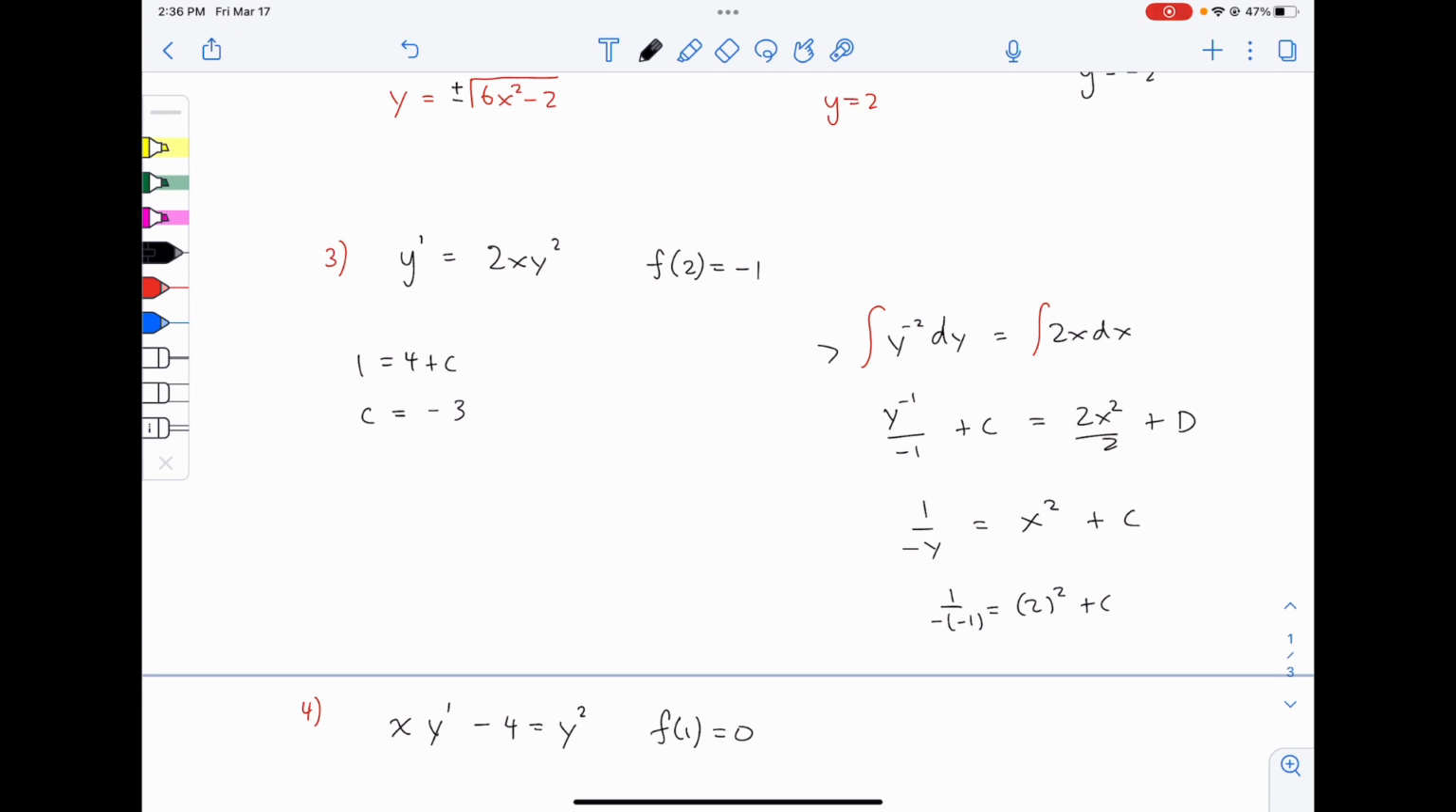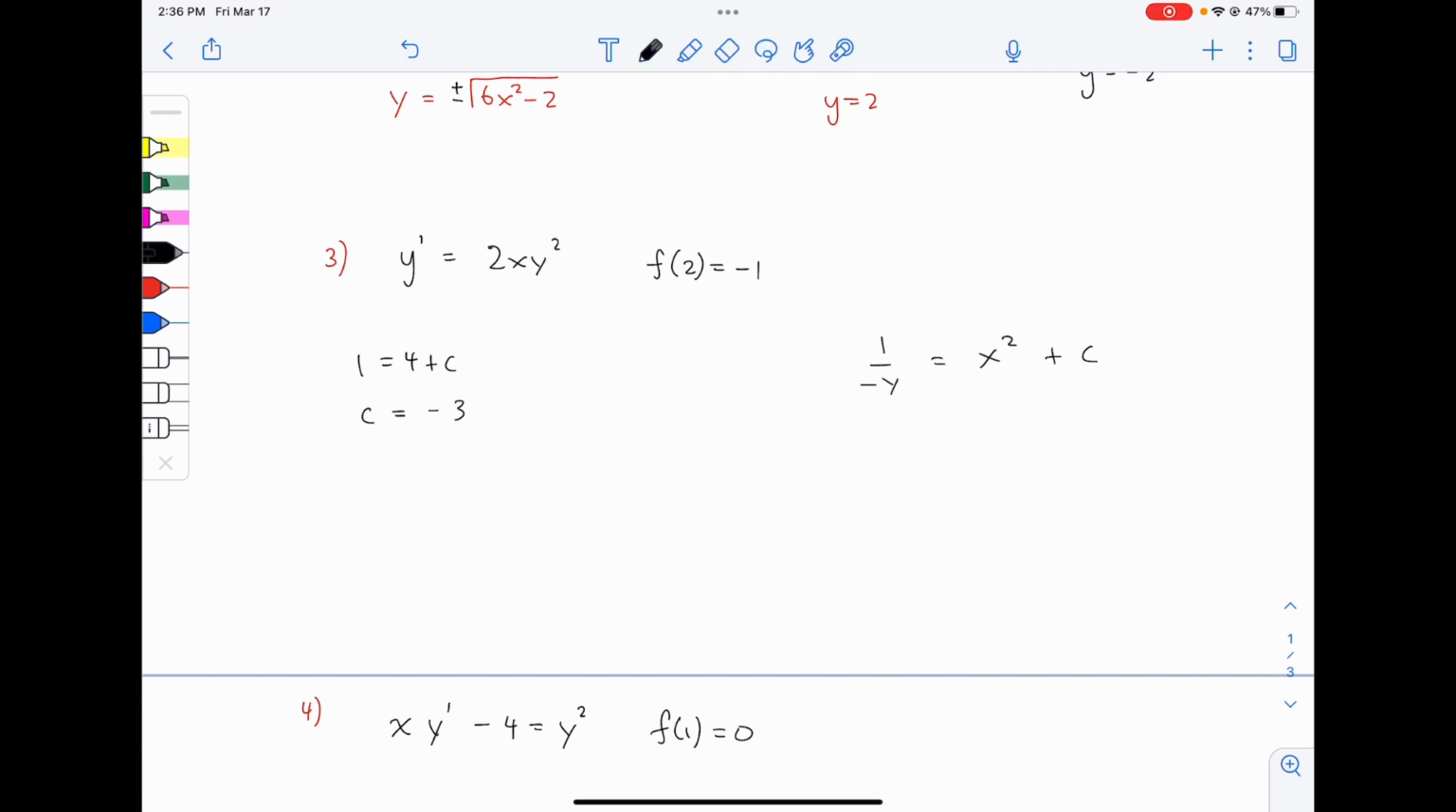So if we have that, c is equal to negative 3, let me erase this now, and take this over here. 1 over negative y is equal to x squared plus c, sorry, x squared minus 3. I'm going to multiply both sides by negative y. So 1 is equal to negative x squared y plus 3y.